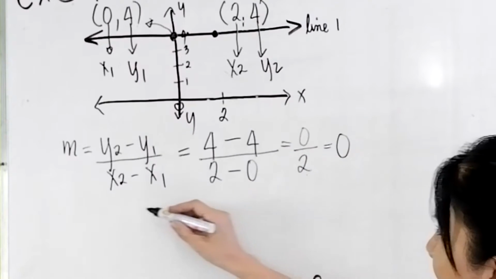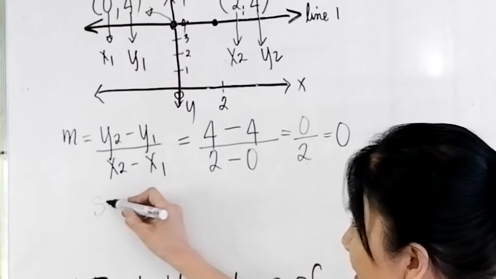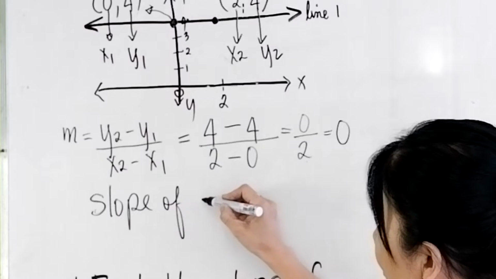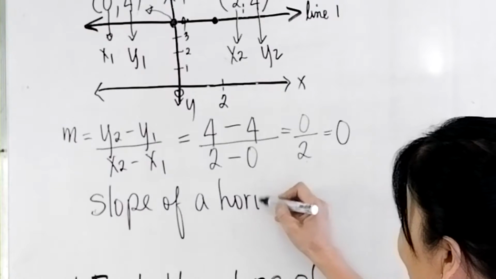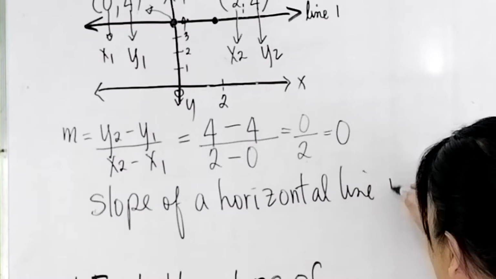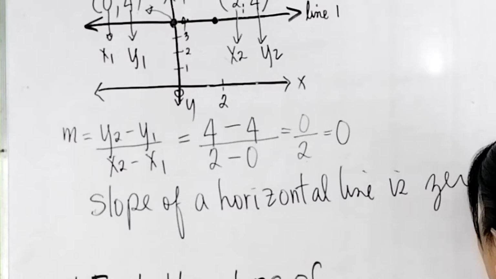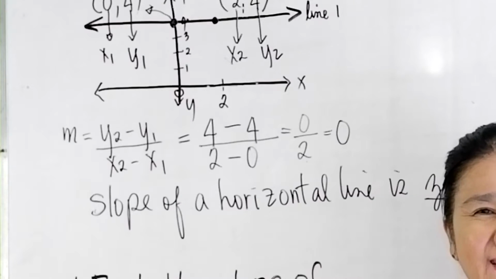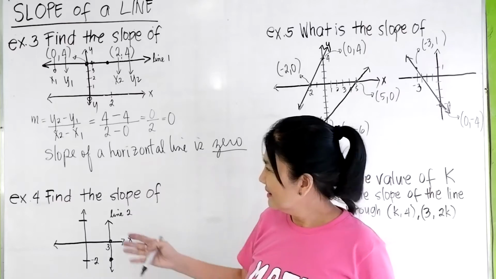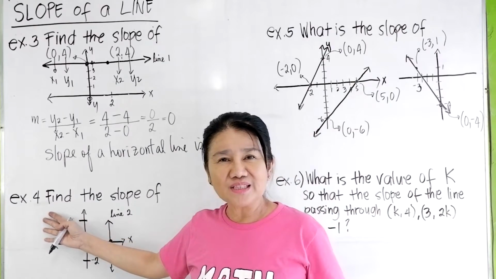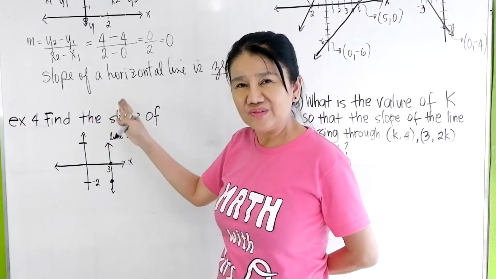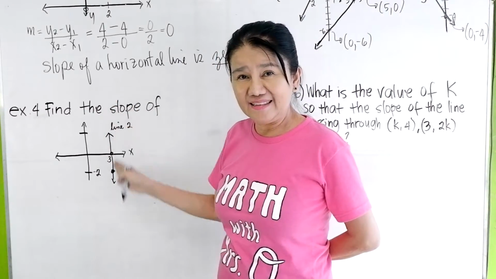So as you can see here, always remember, let's have a generalization. The slope of a horizontal line, just like example 3, is 0. Any horizontal line will have a slope of 0. Let's move on to example 4. Find the slope of line 2, which is a vertical line.